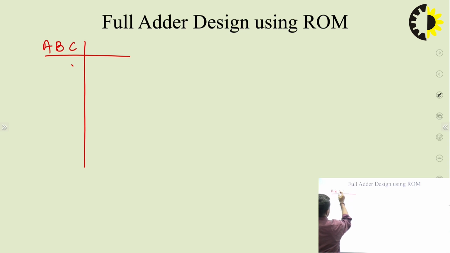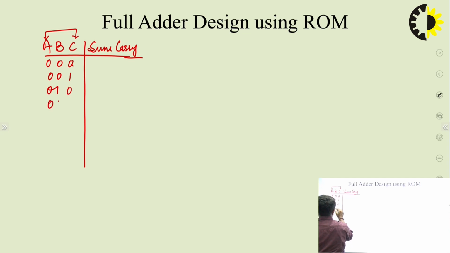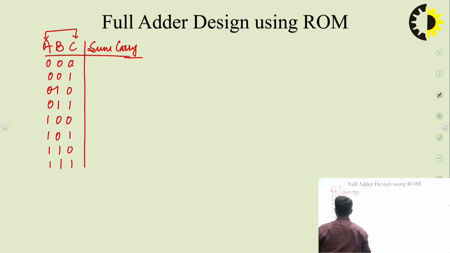A full adder is a combinational circuit which accepts 3 single-bit input numbers and prepares their sum and carry at the output. For 3 variables, inputs can be 000, 001, 010, 011, 100, 101, 110 and 111. So 000 means sum is 0, carry is 0. For 001, sum will be 1, carry will be 0. For 010, sum will be 1, carry will be 0. For 011, sum will be 0, carry will be 1.